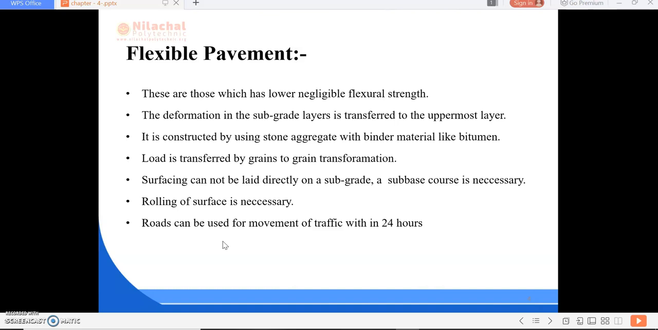Load is transferred by grain to grain transfer. Surfacing cannot be laid directly on a subgrade. A subbase course is necessary. Rolling of surface is necessary. Roads can be used for movement of traffic within 24 hours.